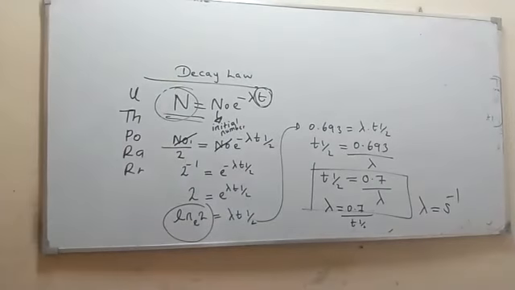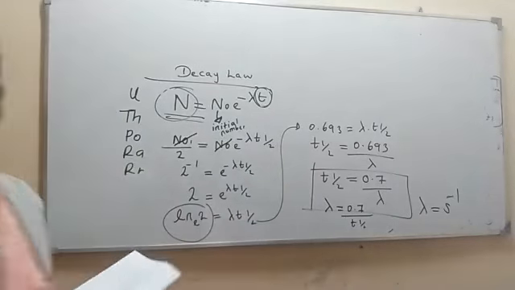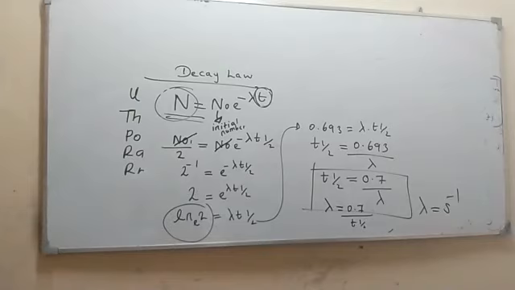Okay. How long do we have? I will finish this half-life time period. Now, what expression we derive is T half is equal to 0.7 divided by lambda.